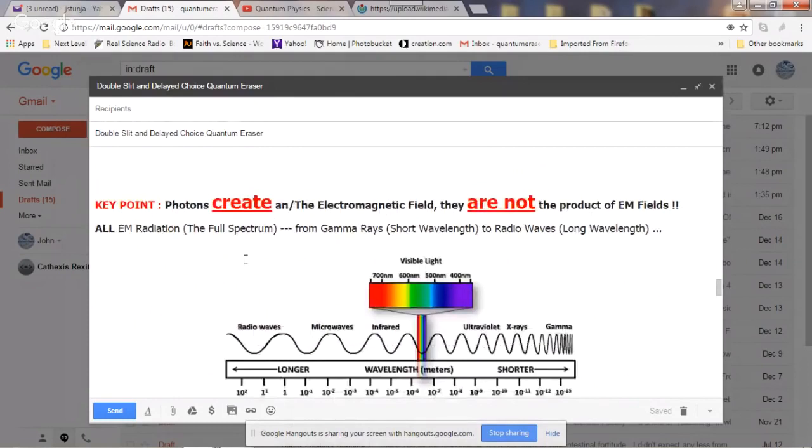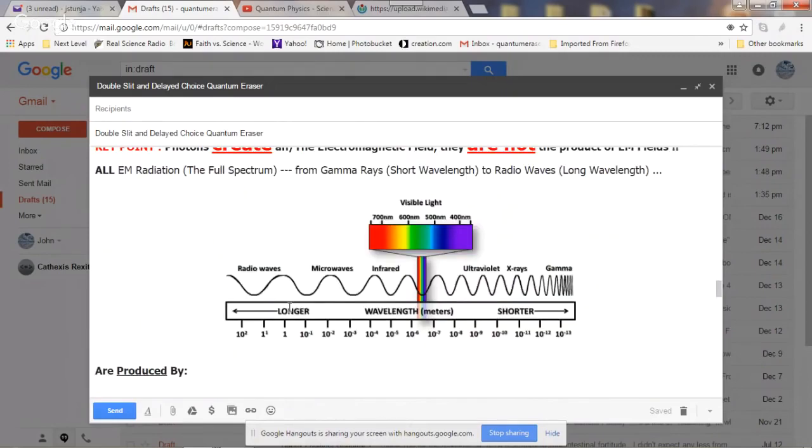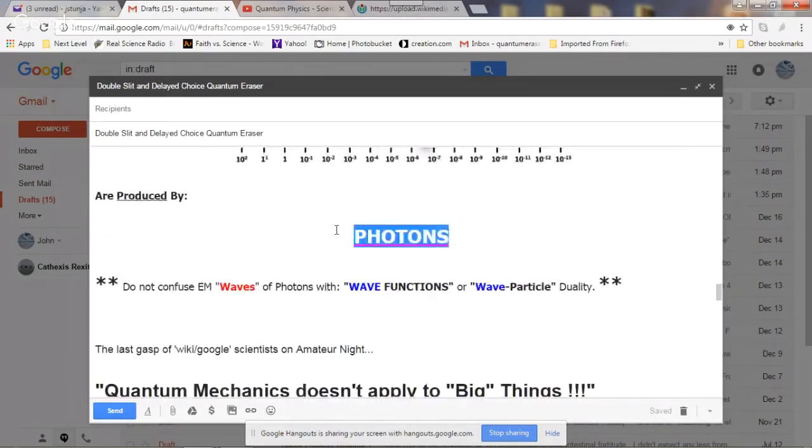Also, another important key point. Photons create the electromagnetic field. They are not the product of EM fields. All electromagnetic radiation, the full spectrum from gamma all the way down to radio waves, is produced by photons.